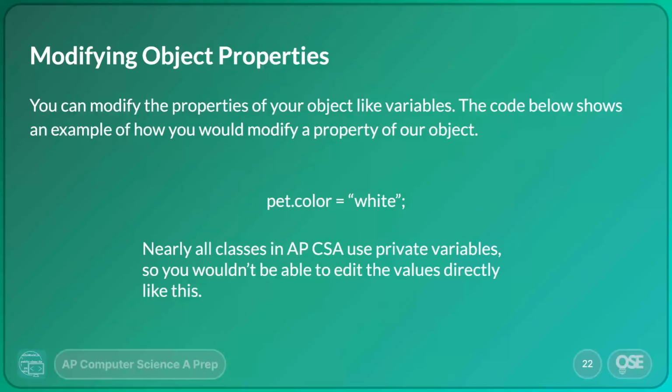If you want to modify the properties of your object like a variable, you would simply use the object name.property and use an equal sign to set it to a new value. However, remember, APCSA uses private variables for most of its problems, so you would not be able to edit the values directly like shown here.